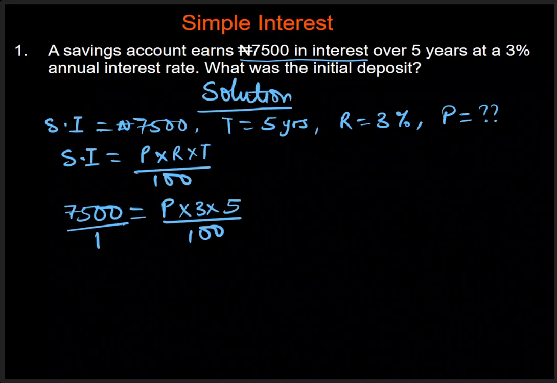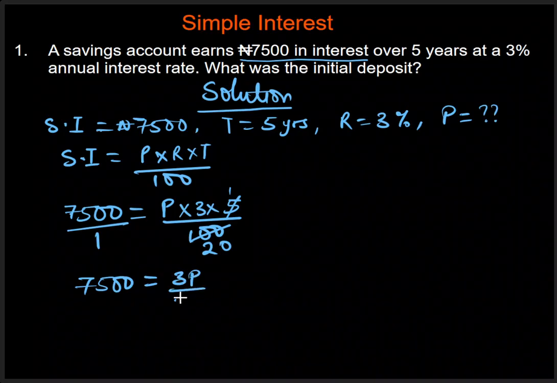Remember, simple interest or simple equation, I told you a formula has two sides. We have the left hand side and the right hand side. So the left hand side can be given and we are asked to find something on the right hand side, just like what we are having here. So of course, 5 into 100 will give us 20. So that will make it 7,500 naira equal to P times 3 all over 20 all over 1.